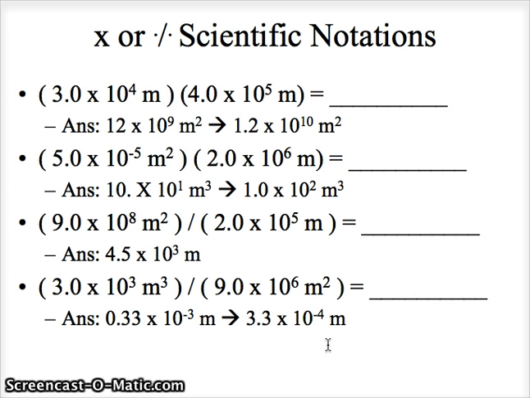Same thing for the 4th bullet, and just work through that, and the answers are given to you, so you're able to check your answers. That's pretty much it for scientific notation. So if you have any questions, please ask on Tuesday, and definitely we'll try to do this a little bit more sequentially during class time.